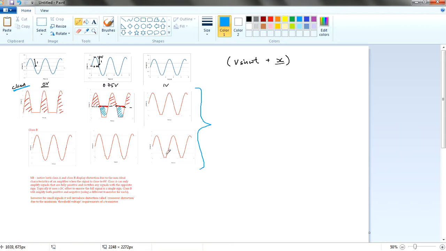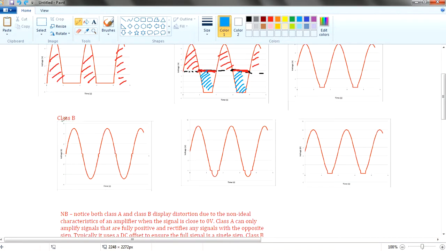You have lesser distortion, as you can see. This direction is increasing biasing voltage. As you can see, there is distortion over here, there is distortion over here, and lesser distortion over here, right? So the more you increase your biasing voltage, the lesser distortion you have. That's all we say. So class B is a different case.